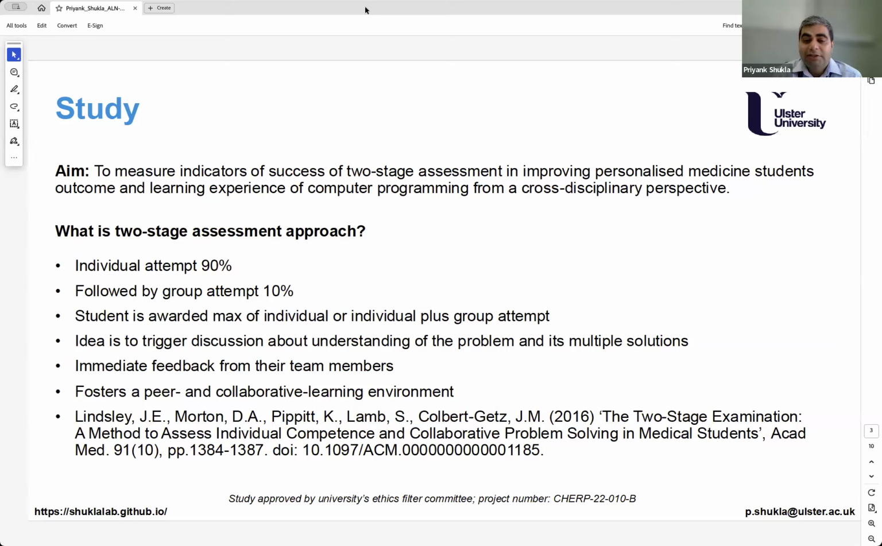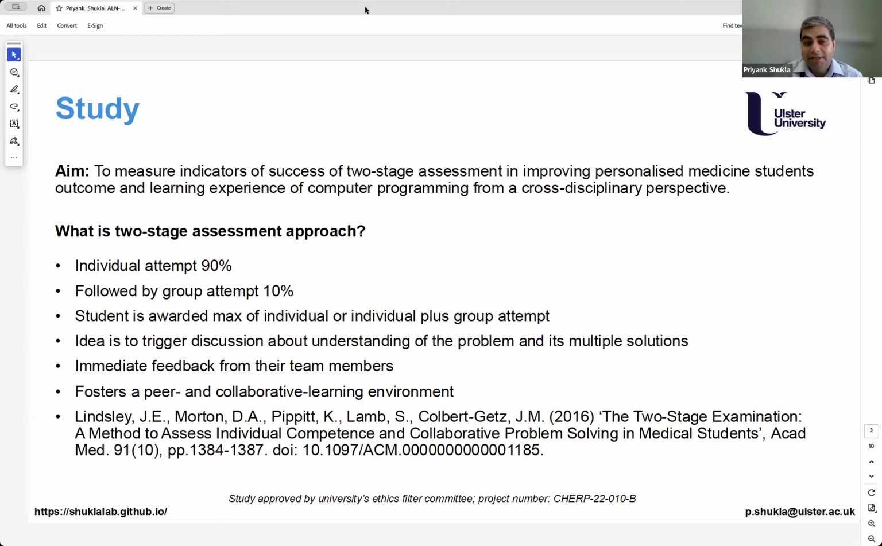So soon after their individual attempt, it gives them a good opportunity to discuss and debate the problem and the multiple solutions, because different people might have approached a problem in a different way. And given that it is happening on the same day, the group attempt and the individual, the memory is fresh in terms of what they have just done as an individual. So it helps in a way in peer learning and collaborative learning.